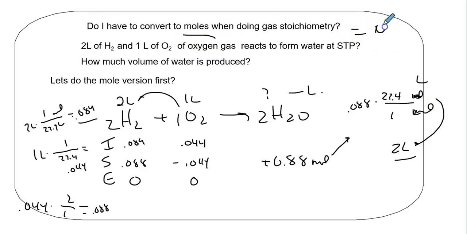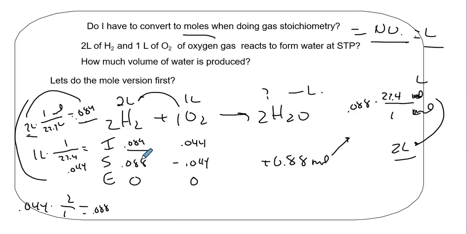The answer is no. You can leave it in liters, as long as everything's in liters. If you only have liters, you can stay in liters, because you notice that this is a linear proportion. Volume to mole ratio is linear. Every volume has the same moles, so it's a linear relationship between moles and liters.